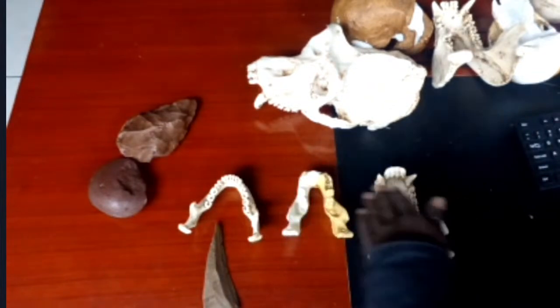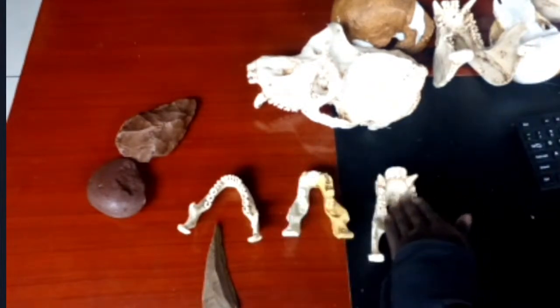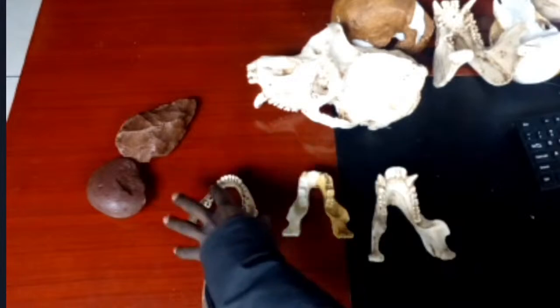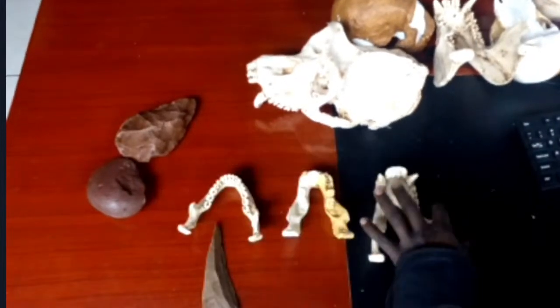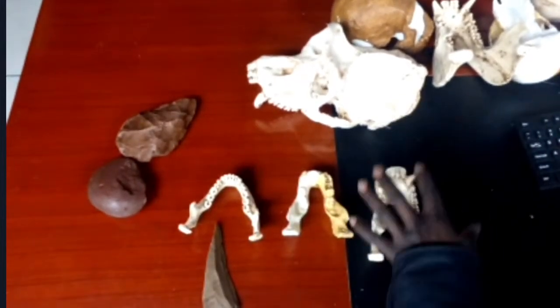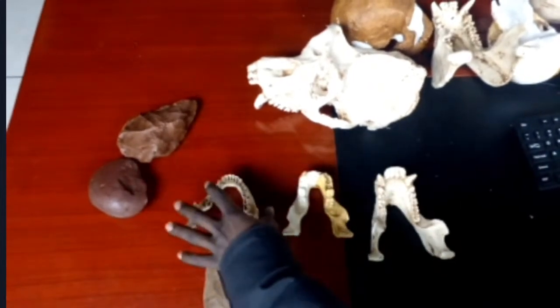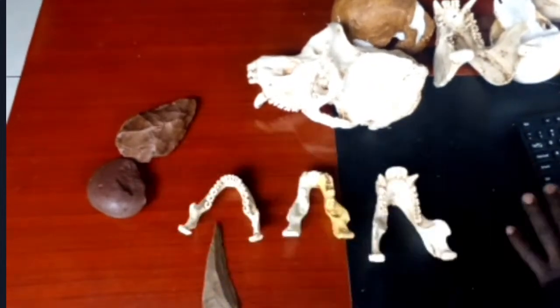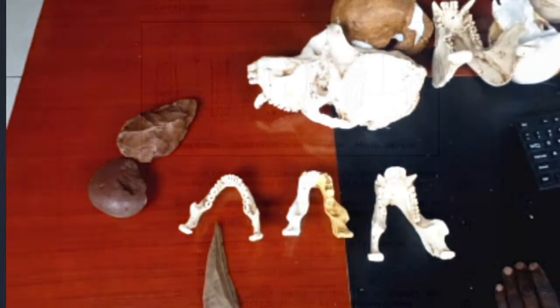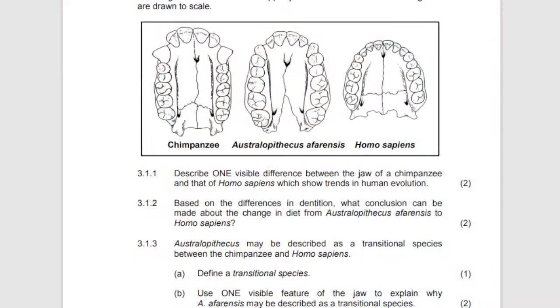So this shows that they were moving away from raw food to cooked food. This one is feeding on raw, tough food, while these ones are feeding on cooked food. That's why you see here that the type of canine it is having here is more advanced compared to the type of canine which is here.